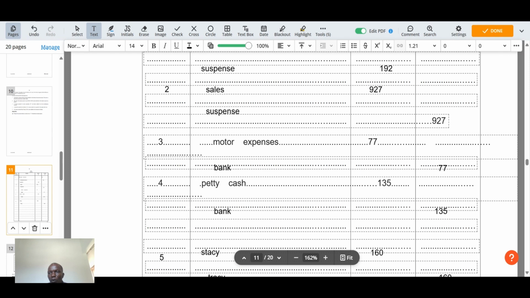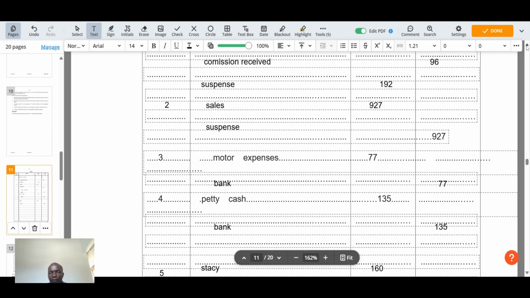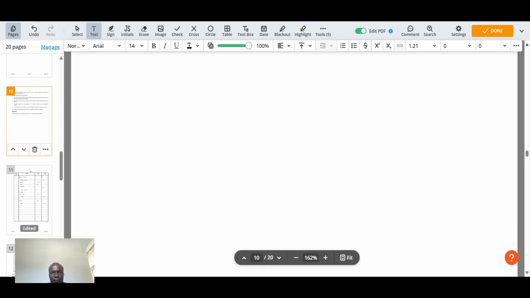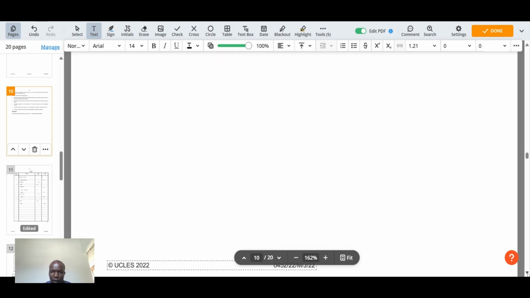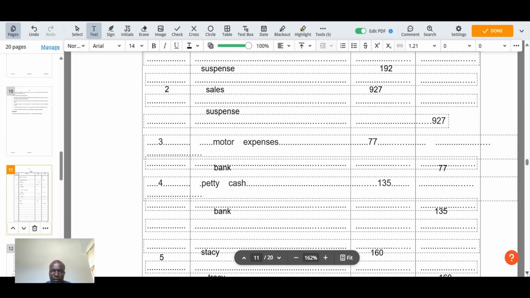Then another error was error number three. Error number three reads: a cheque payment for motor expenses, 77, had been omitted from the bookkeeping records. For this one, it doesn't require your suspense. Why? Because we simply have to do the right thing here. And the right thing is to debit our motor expenses account with 77 and credit our bank account, because this amount was paid through bank. It's an electronic transfer. So that is exactly what we have just done here.